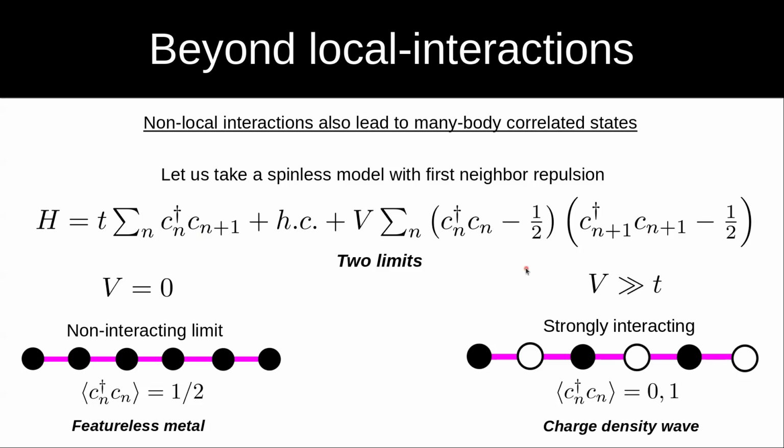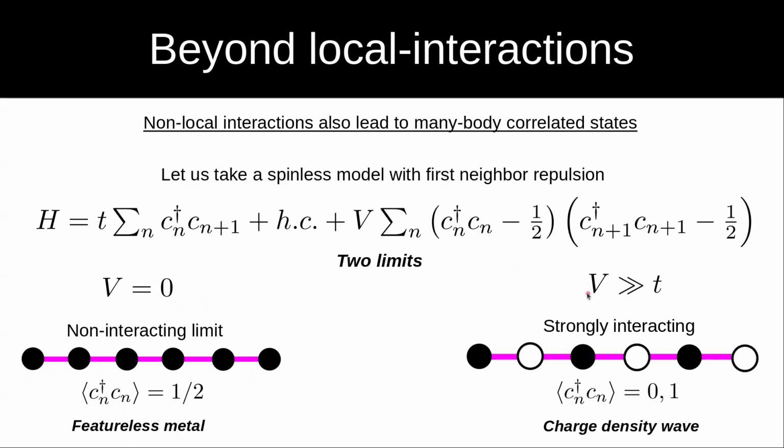And in particular, you can think that this Hamiltonian has two very different sets of ground states. There's the ground state for V equal to 0, where your system is effectively non-interacting, and you have just a linear chain with hopping, where the occupation of every single site is 1/2. So this is a metal, and you can think that's a featureless metal. You are not breaking any symmetry in this system.